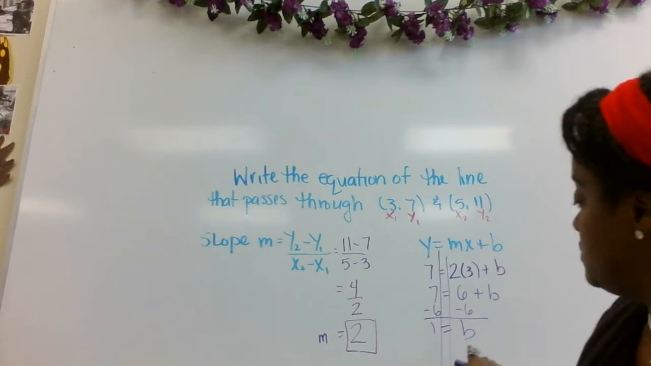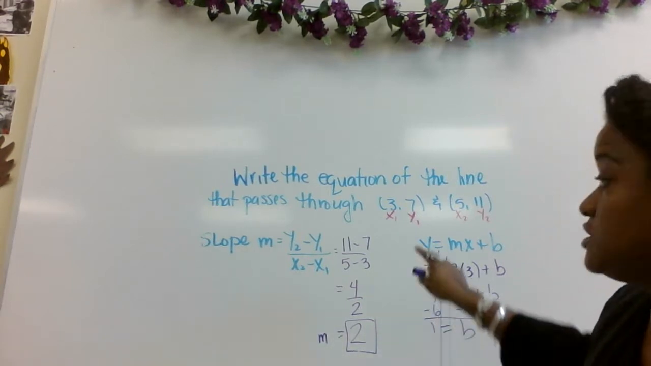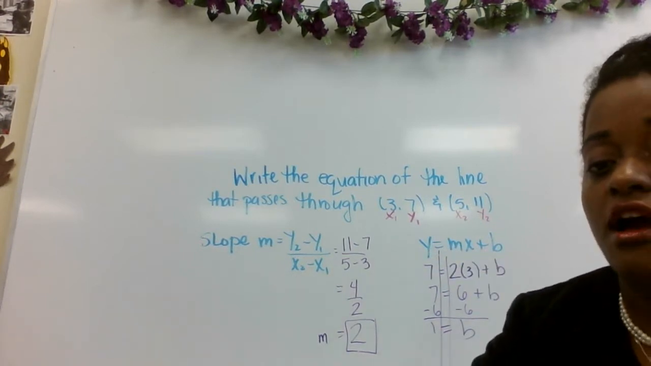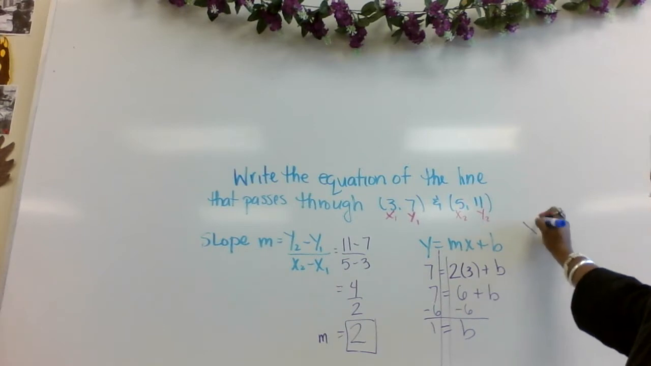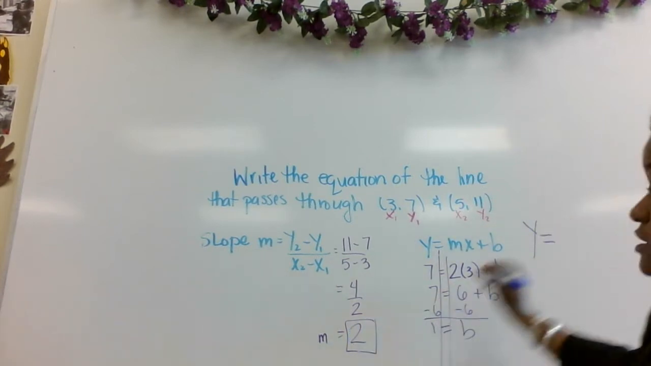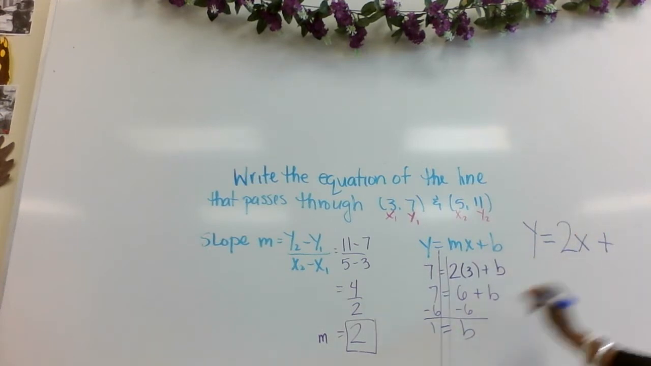Okay, so now we have b equals 1, m equals 2, and we need to write our equation in y equals mx plus b. I will write that in a different color. Our equation is y equals, 2 is our m, 2x plus b, which is 1.